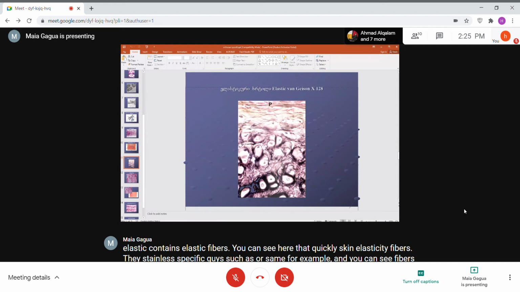It occurs in some regions, for example, in the external ear. The auricle is a plate of elastic cartilage covered by skin. It occurs in the epiglottis and larynx. Cuneiform cartilage of larynx is elastic cartilage.